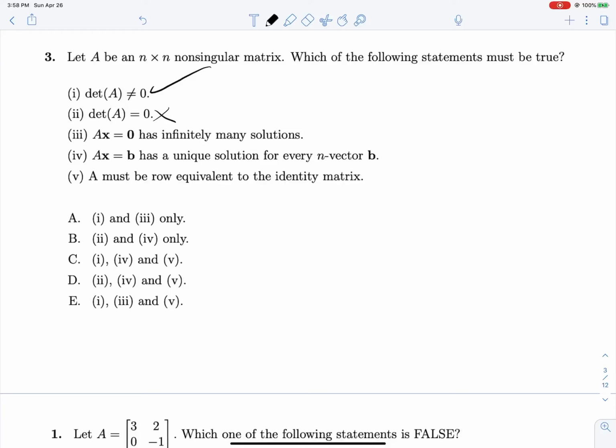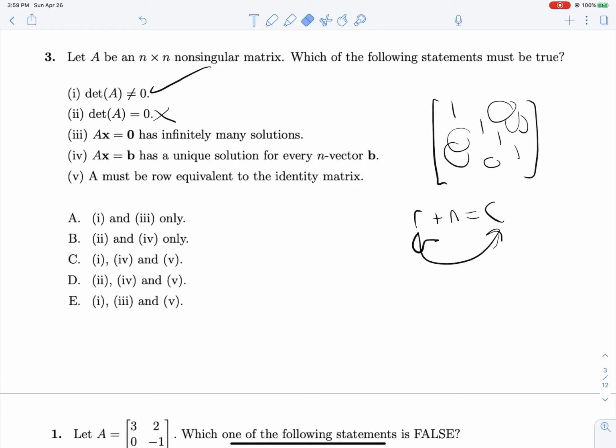What about 3? Ax equals 0 has infinitely many solutions. So a non-singular matrix that's n by n is full rank, meaning that we can reduce our matrix down to the point where we have a pivot all the way down the main diagonal. As a result, if we set up our equation for rank and nullity, rank plus nullity is equal to columns, and rank is equal to the number of columns, thus nullity has to be 0. And therefore, there's only the trivial solution, x equals 0, the 0 vector, for Ax equals 0. So this is not true.